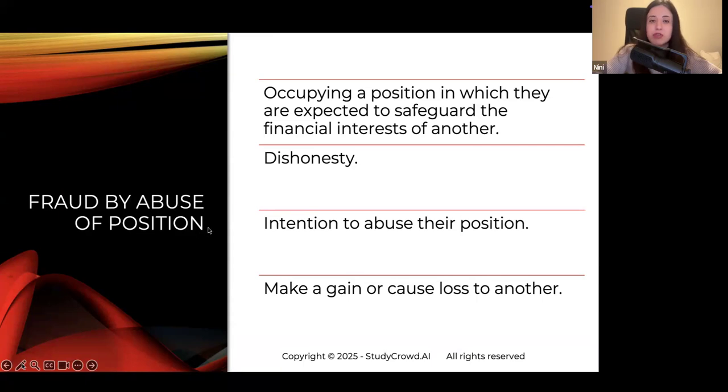Now, for this one, fraud by abusive position, there must be a specific position that the defendant holds, and he was supposed to safeguard financial interests of another. For example, company directors have fiduciary duties, and that means that they have to always act in the best interest of the company, serve the shareholders, and take into consideration the financial interests of the shareholders. So in that case, if they make a dishonest decision that was for the purposes of defrauding the shareholders, that can be fraud by abuse of position.